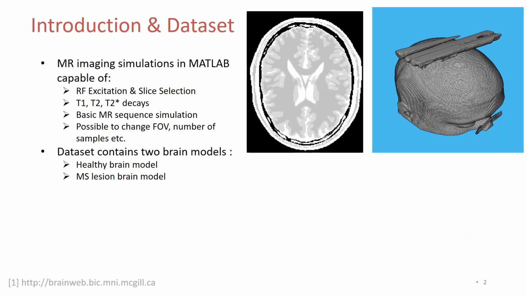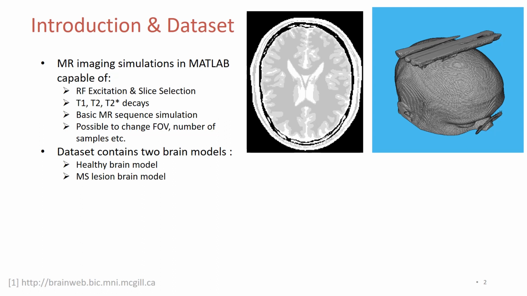The simulation toolbox that I implemented is capable of applying RF excitation and slice selection. It can simulate the effects of T1, T2, T2 star decays. Also, spin echo sequence is implemented as a basic MR imaging sequence. Furthermore, it is possible to change several important imaging parameters such as field of view, FOV, and number of samples.